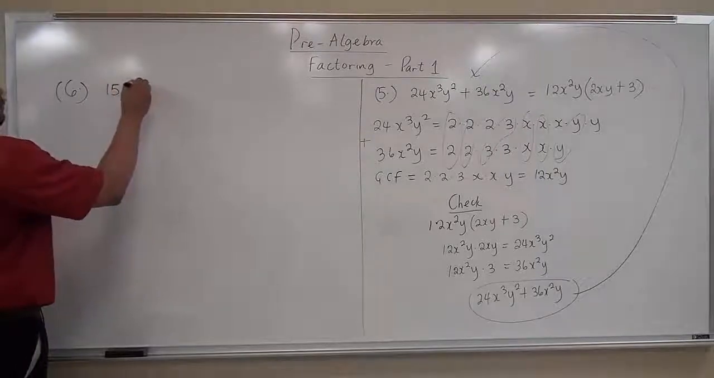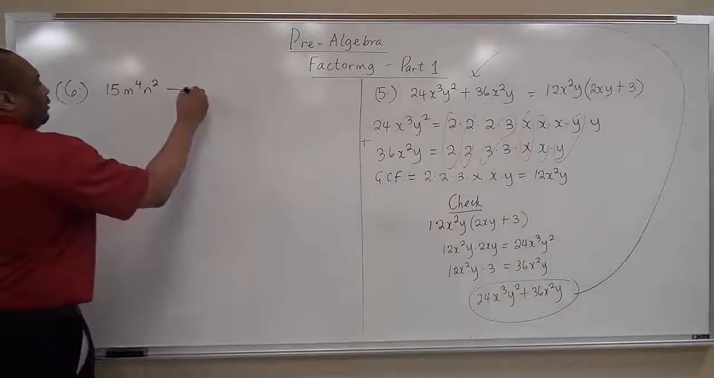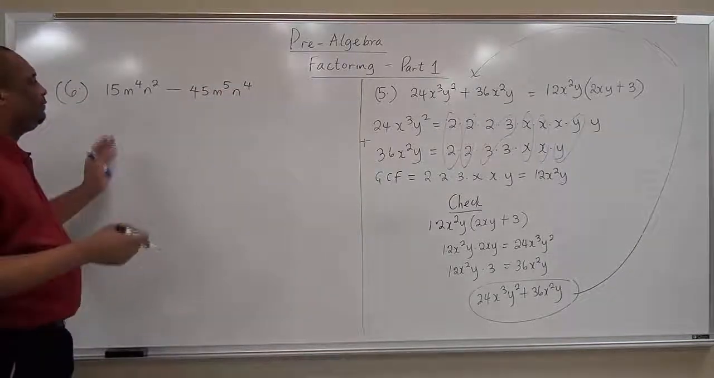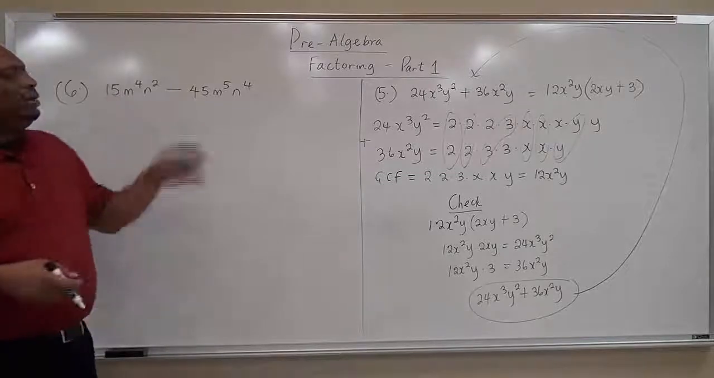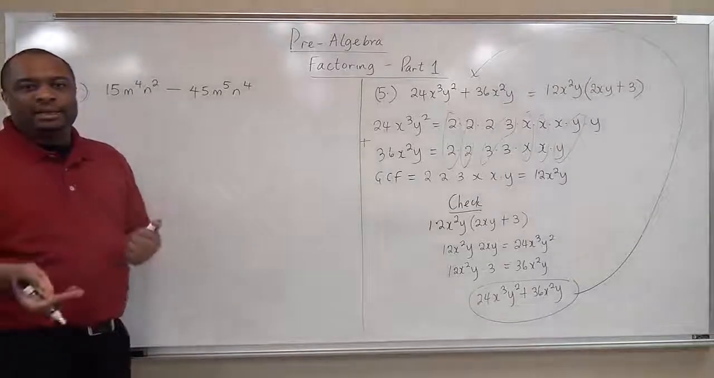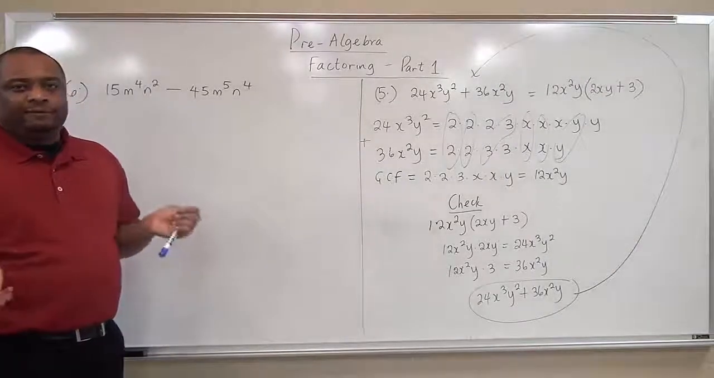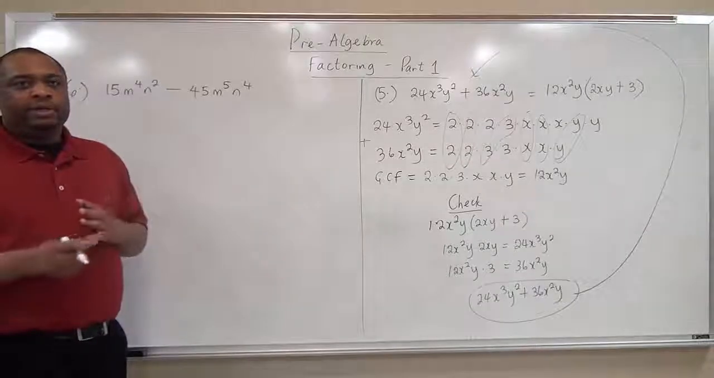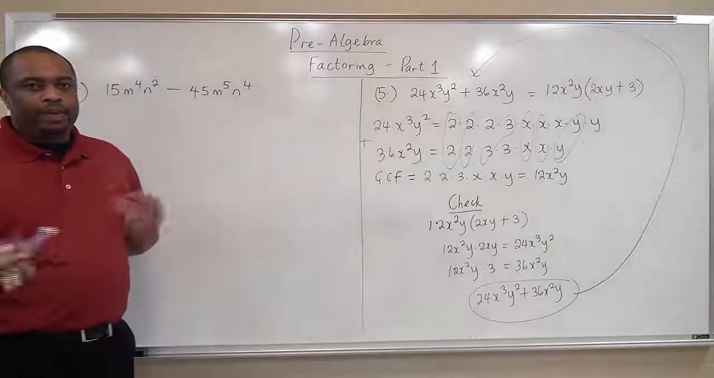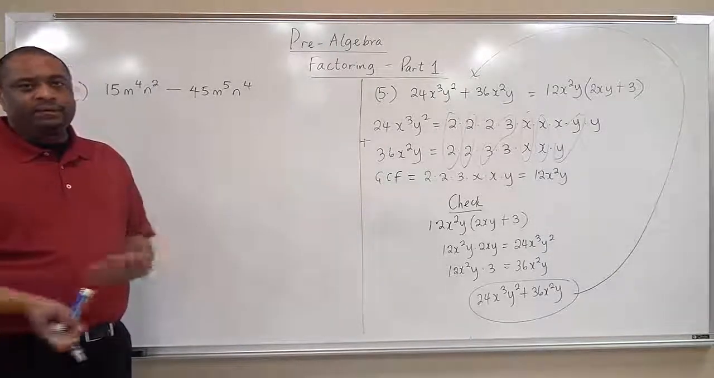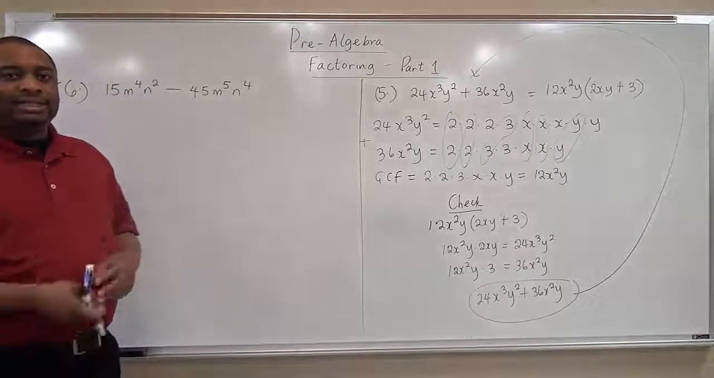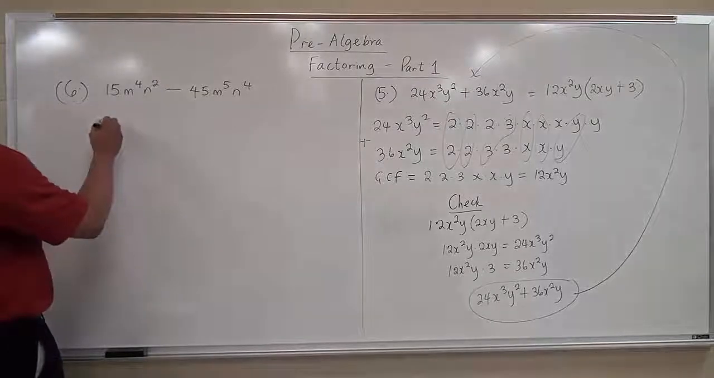15m⁴n² minus 45m⁵n⁴. Okay, we want to be fast now. If you look at the numbers, you see that 15 is a factor of 45. 15 times 3 gives you 45. So evidently, 15 will be the GCF, because 15 is a factor of itself and also a factor of 45, and that's the greatest common factor. So this is 15, right?